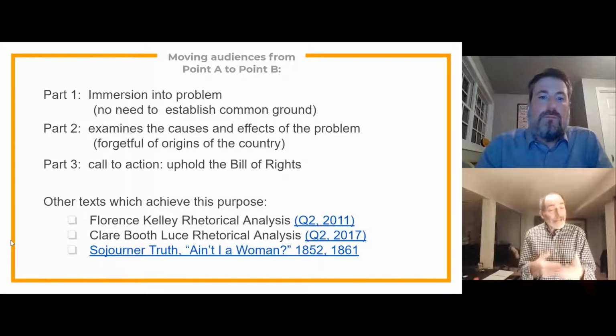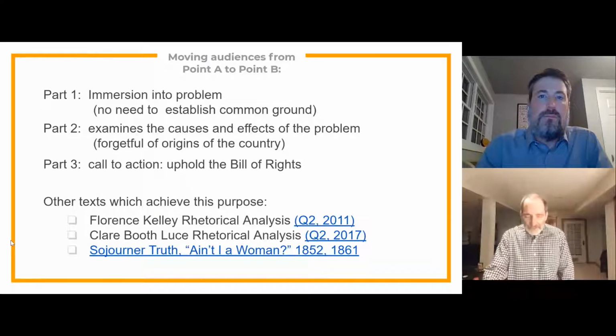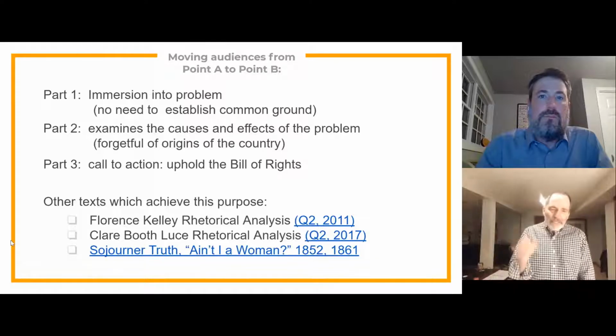But there's a certain exigence that starts to be revealed early on, and they have to move them to a common ground. So, for example, part one of Margaret Chase Smith's speech immediately immerses us into the problem. There's no need to establish common ground, unlike, for example, Lincoln's rhetoric, where most of the time he's speaking to at least half of an audience that doesn't like him.